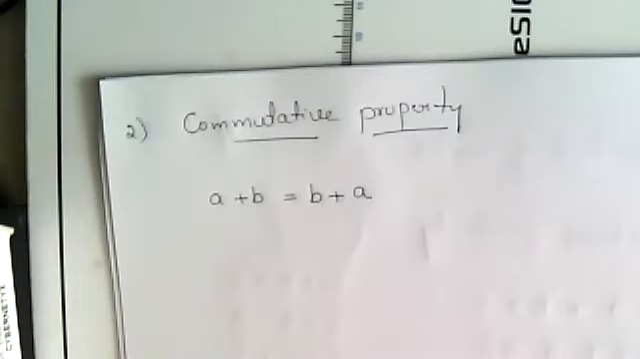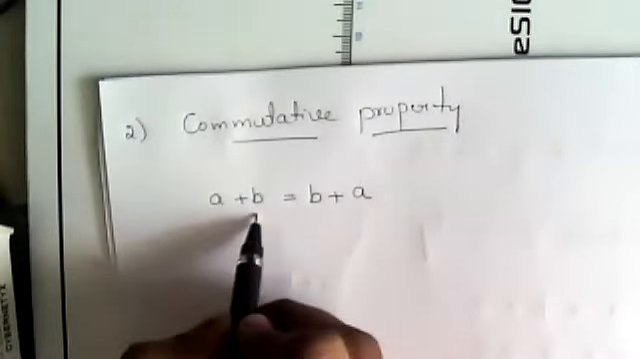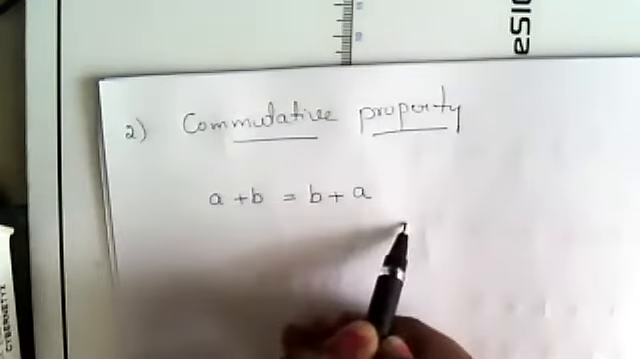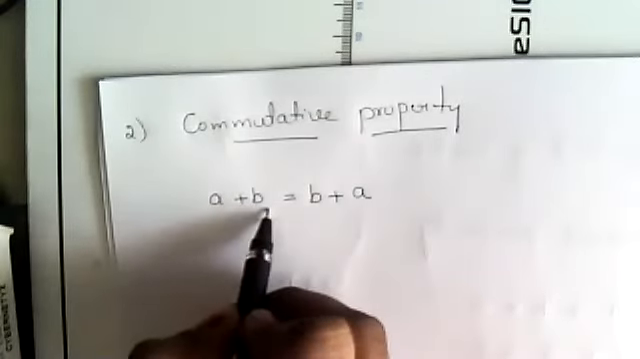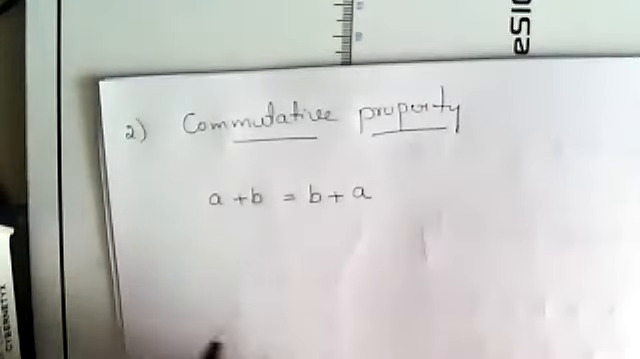2 plus 3 is also 5. 3 plus 2 is also 5. When order changes, the sum doesn't change, right? The sum doesn't change. So here also they have changed the order. A plus B equals B plus A. A plus B is also a whole number and B plus A is also a whole number.